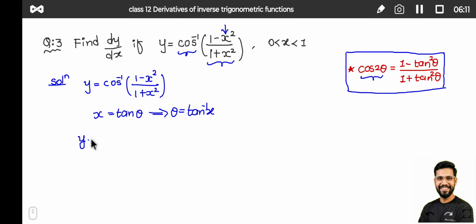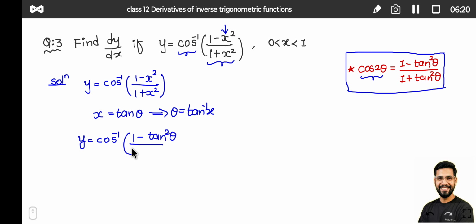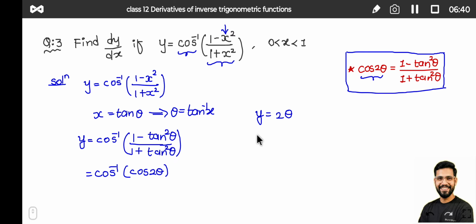So y is equal to cos inverse, and substitute the value of x. So 1 minus x square is tan theta... x square is tan square theta upon 1 plus tan square theta. Whatever is inside, that is nothing but the formula of cos 2 theta. So cos inverse of the bracket cos 2 theta. So we will get y is equal to cos inverse, and cos will get cancelled, y is equal to 2 theta. Then replace the value of theta, which is tan inverse of x.